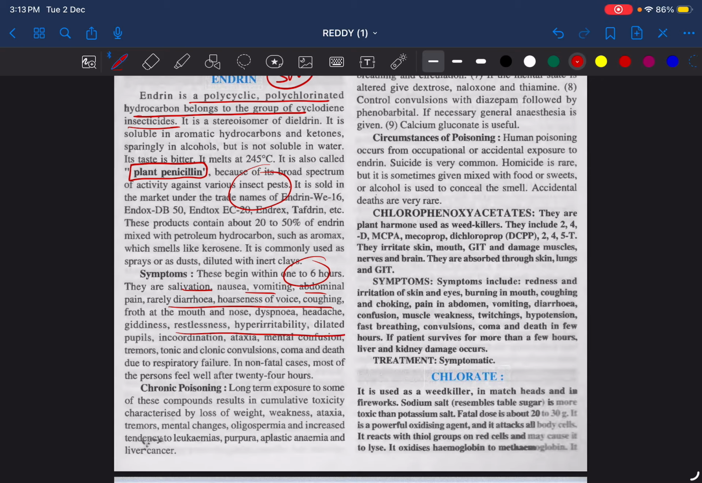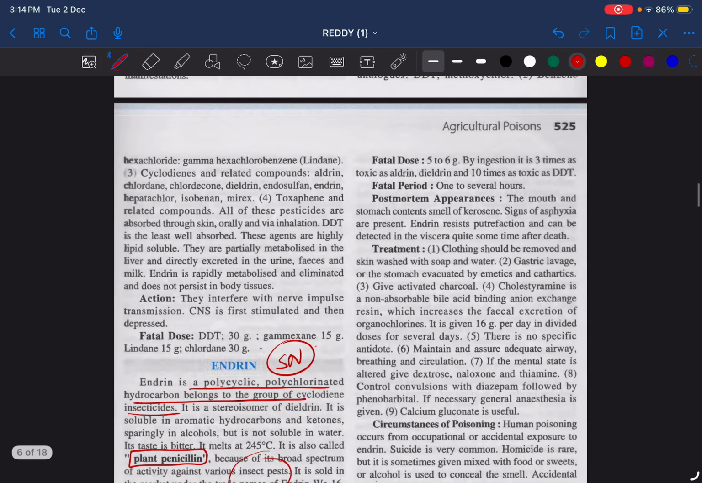irritability, and very, very important, unlike OPC poisoning where there is miosis, here there will be mydriasis. Very, very important. Don't write miosis here. There is dilated pupil. Rest every clinical feature is the same as in OPC poisoning. And coming to the fatal dose, 5 to 6 gram, no need to remember; 1 to several hours is the fatal period. And of course, smell of kerosene, signs of asphyxia, everything.